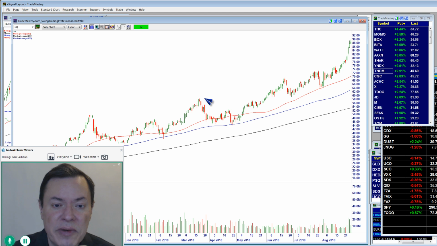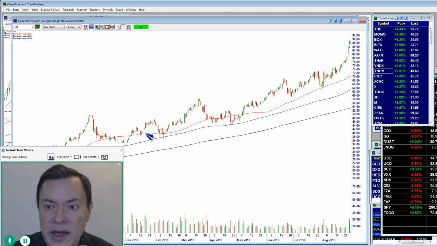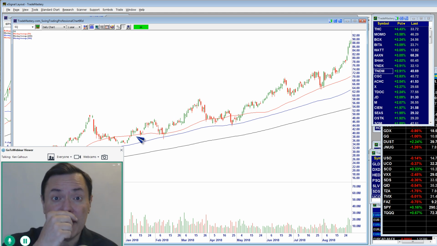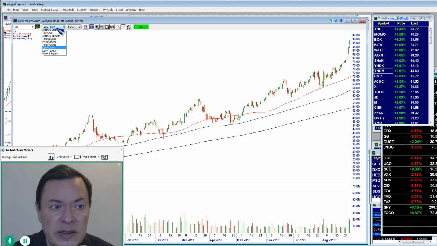So how much money could you make if you traded this on the way up? It only, I don't know, tripled from 30 to 90. Smart traders want to trade. I like to trade charts that do things like this, that have good volatility.